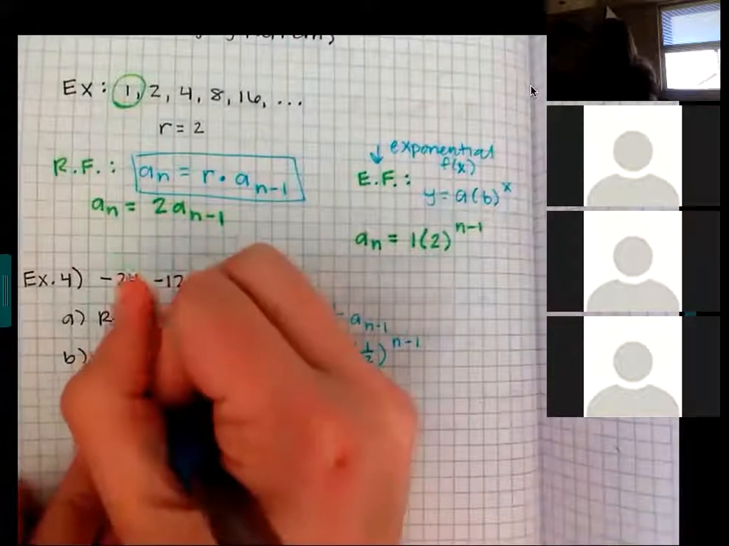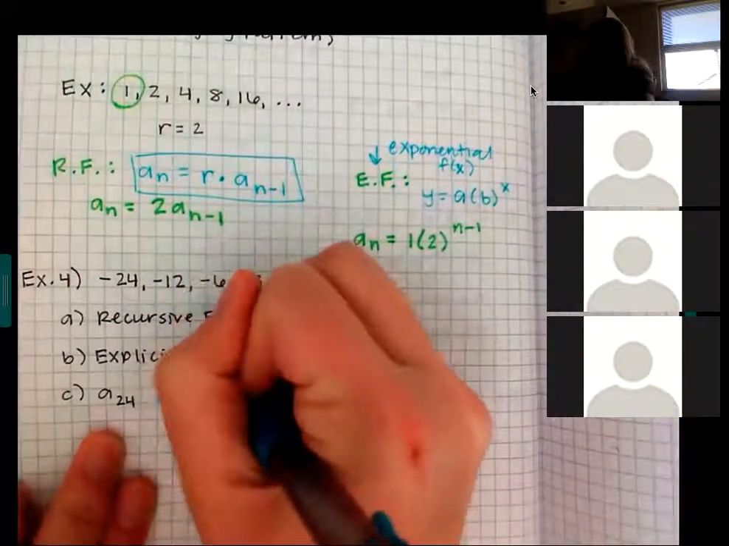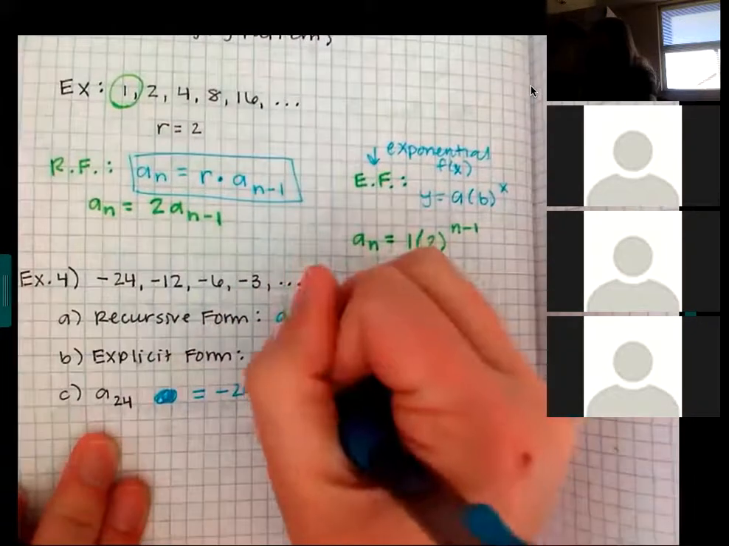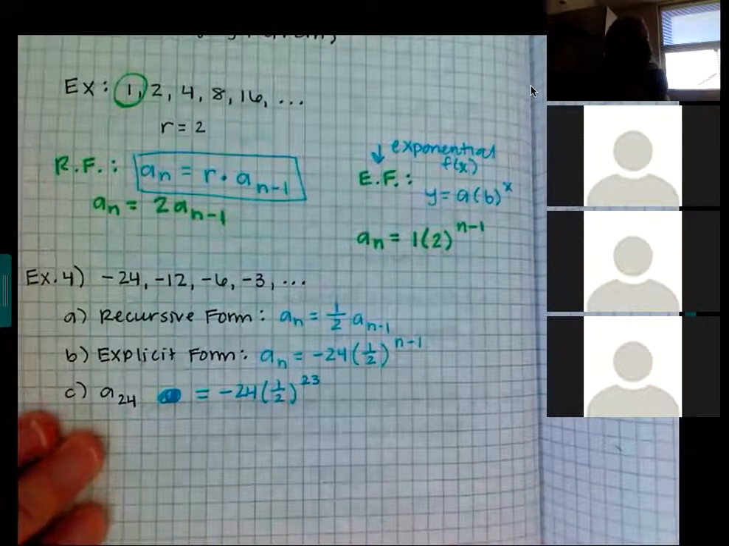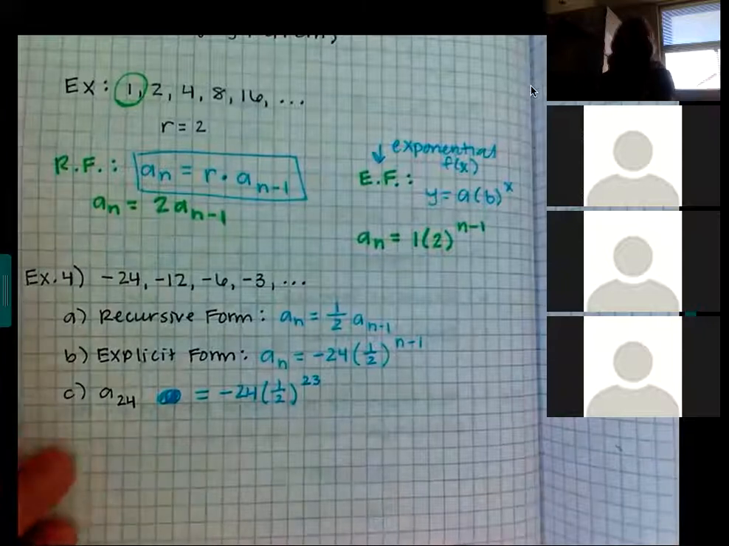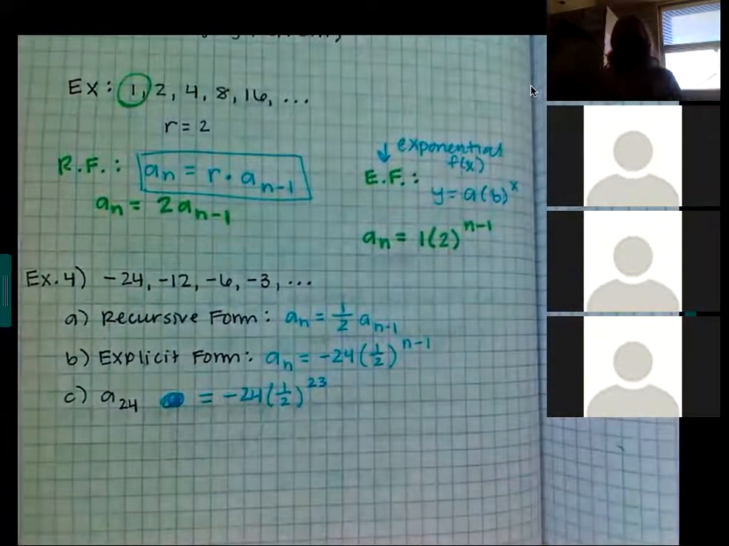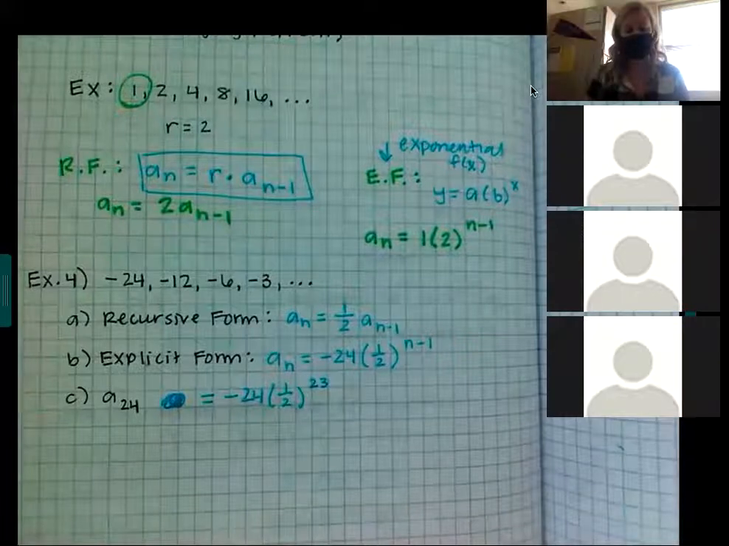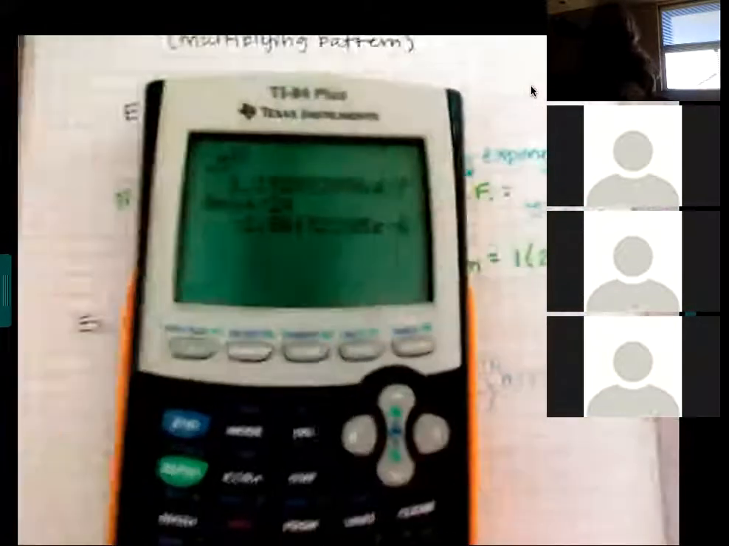Yes? So a sub 24 is going to equal negative 24 times 1/2, and when I do 24 minus 1, I just get 23. So you had to do a half to the 23rd power and then multiply it by negative 24, right? All right, let's see what we get. Because I'm hearing it's something crazy. 0.5 raised to the 23rd times negative 24. Okay, I'm getting this. Is that what y'all got?